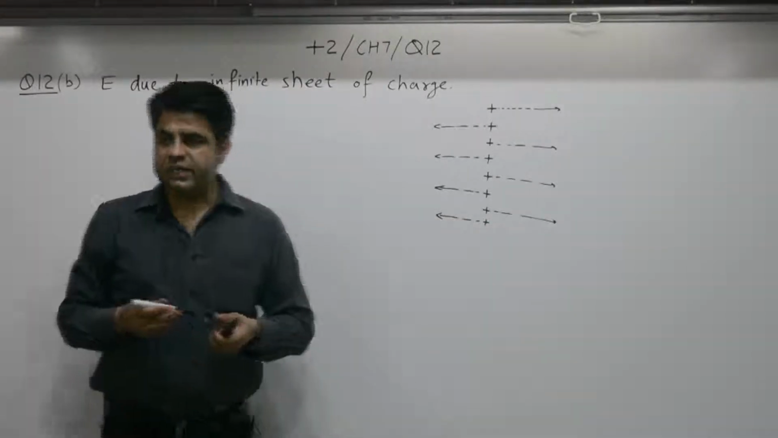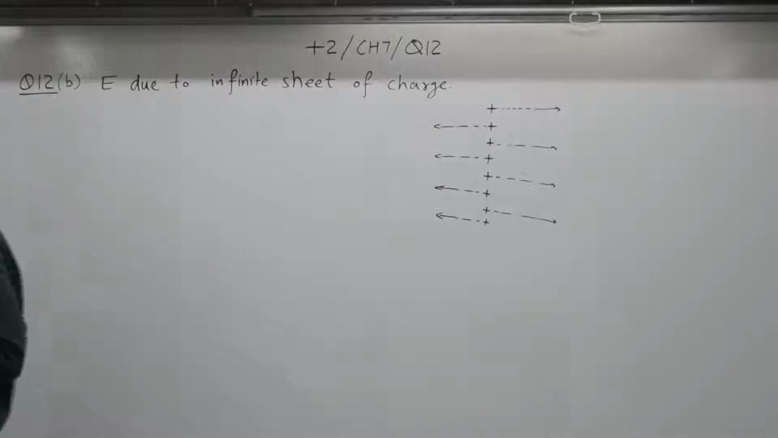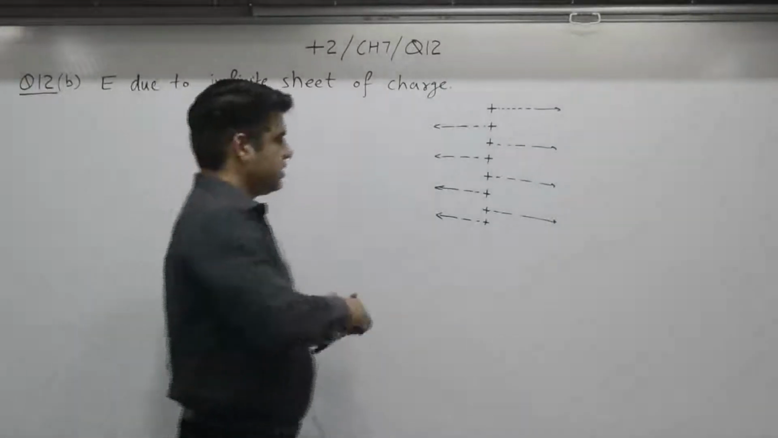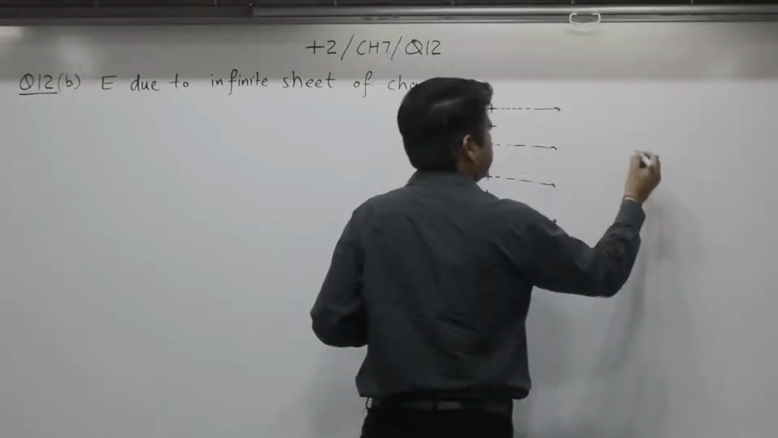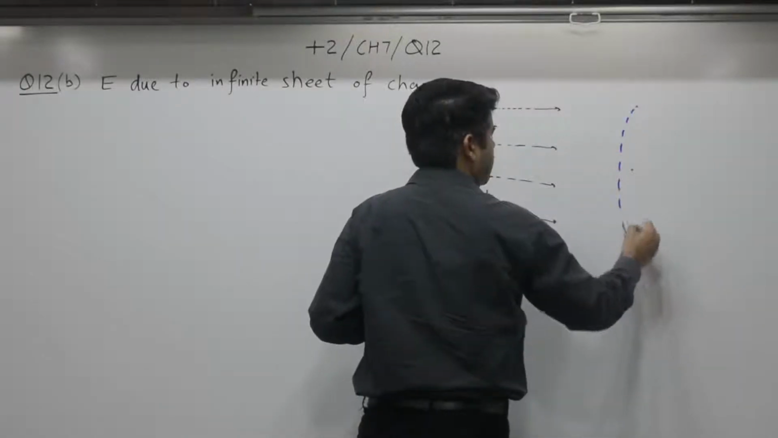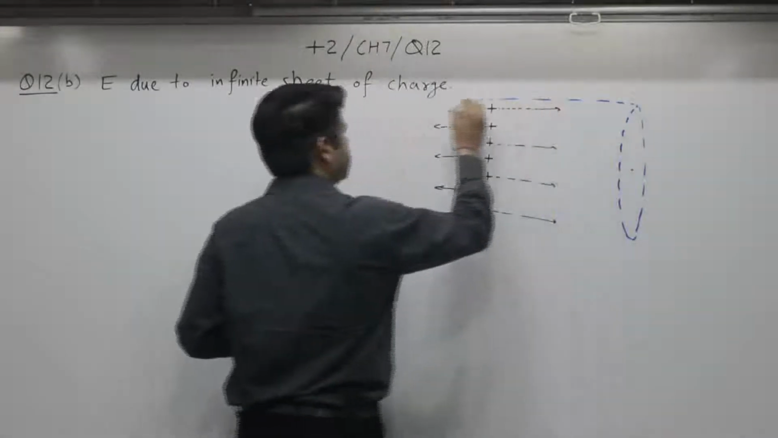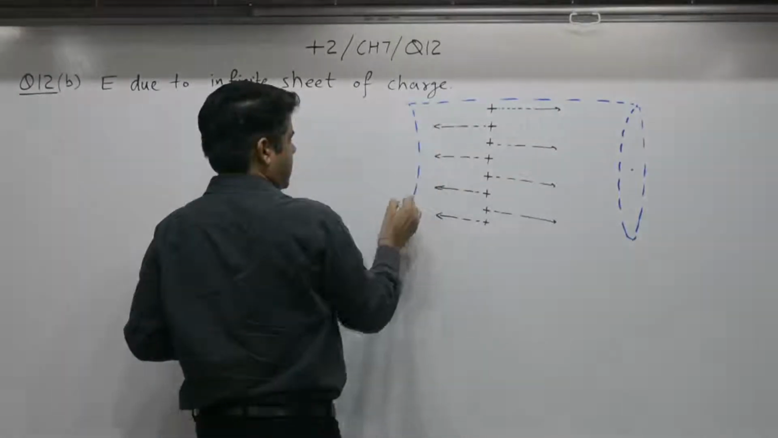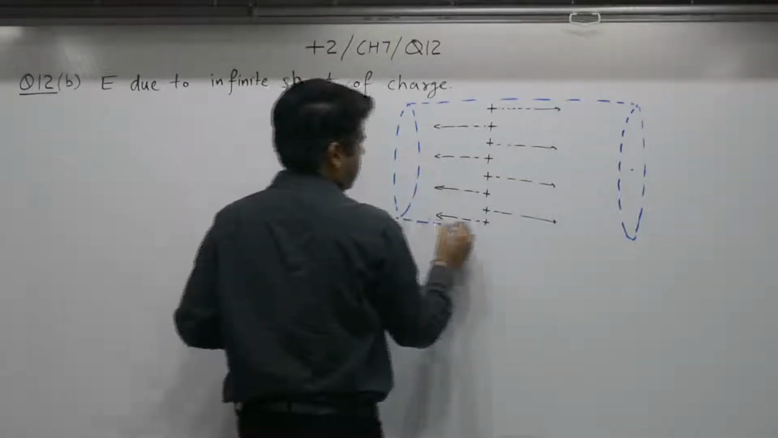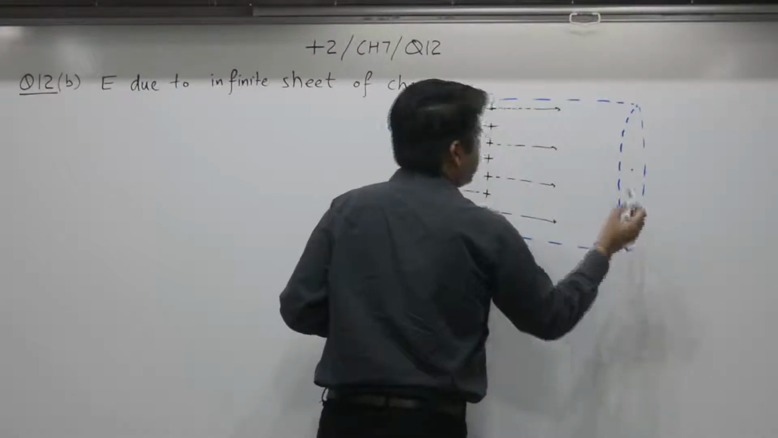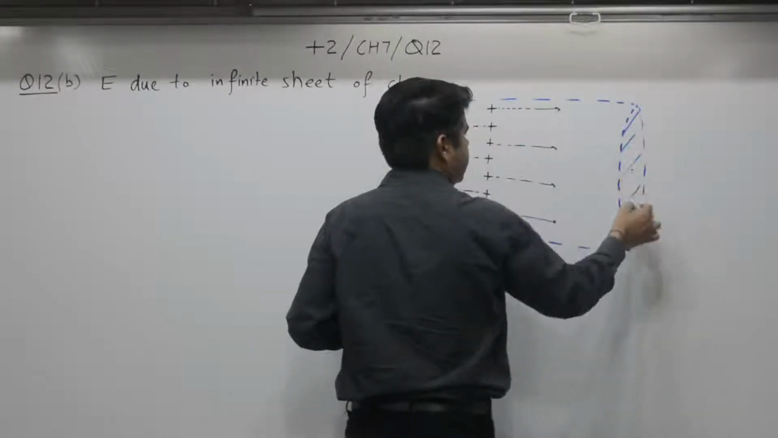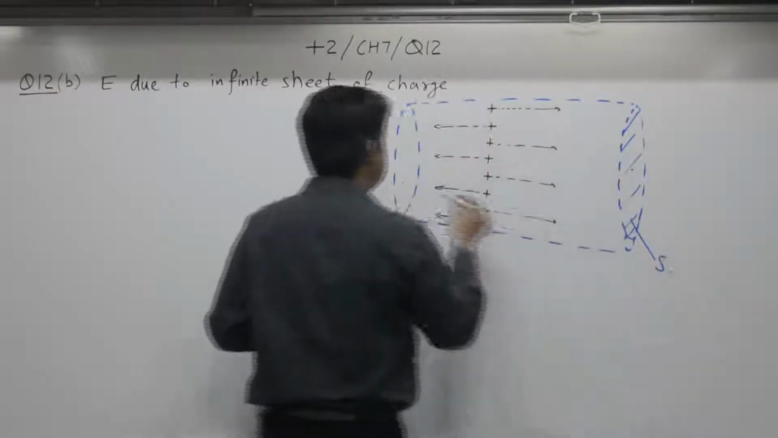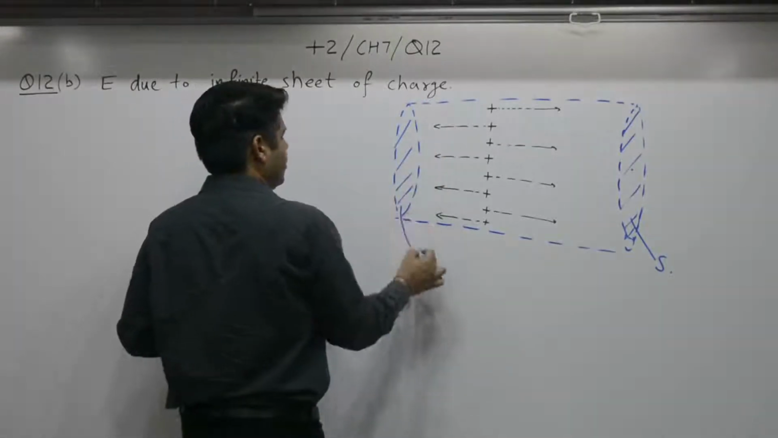You have to find out the electric field at a point. Say this one, you can assume a Gaussian surface. Do you remember? Let this flat surface be S, and this flat surface is also S.